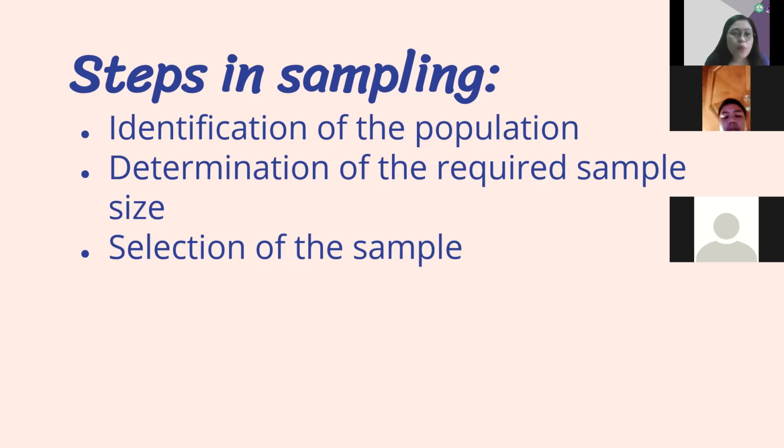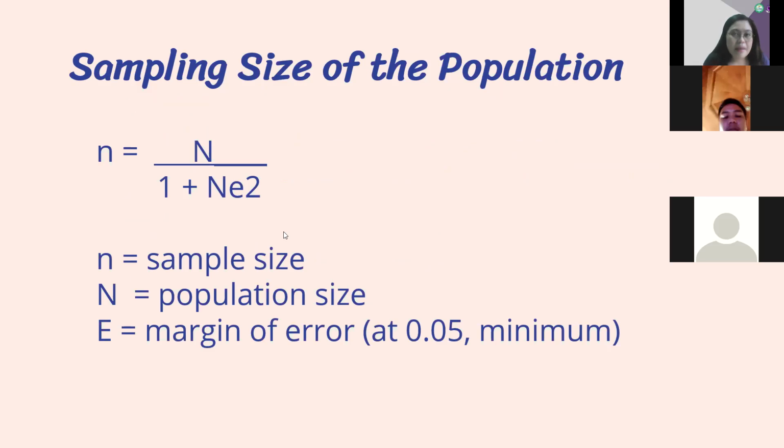Okay, and then determination of the required sample size. For those who will be doing descriptive research, you really have to compute the sample size. For the experimental study, later I will also teach you what you are going to do. We don't compute the sample size anymore for the experimental study. And lastly, selection of the sample. So this one is what you call the Slovin's formula. Again, we call this the Slovin's formula, and we use this in the computation of our sample size.